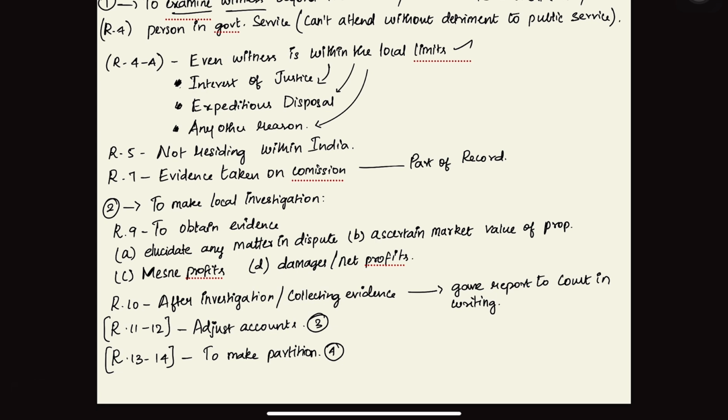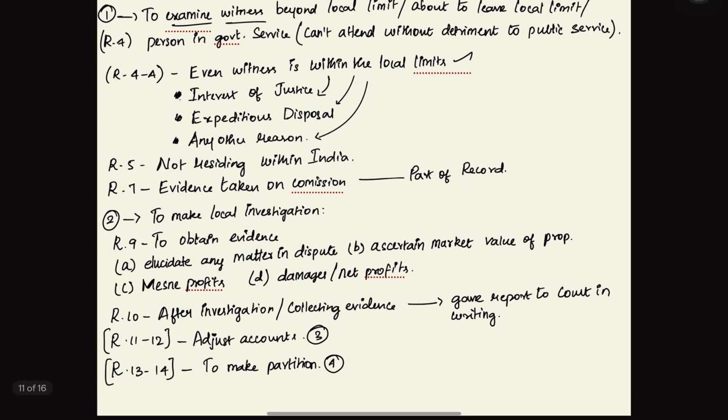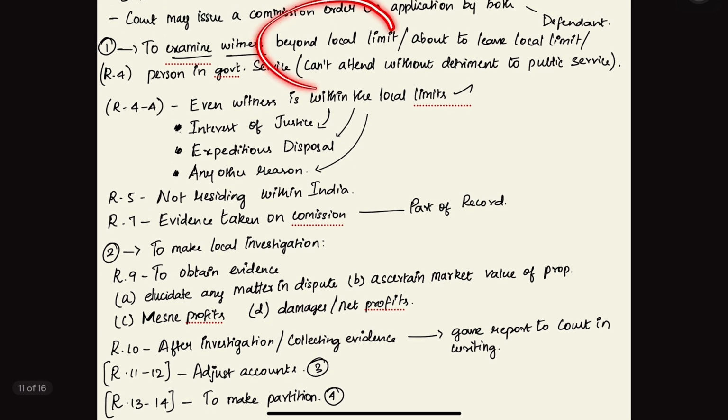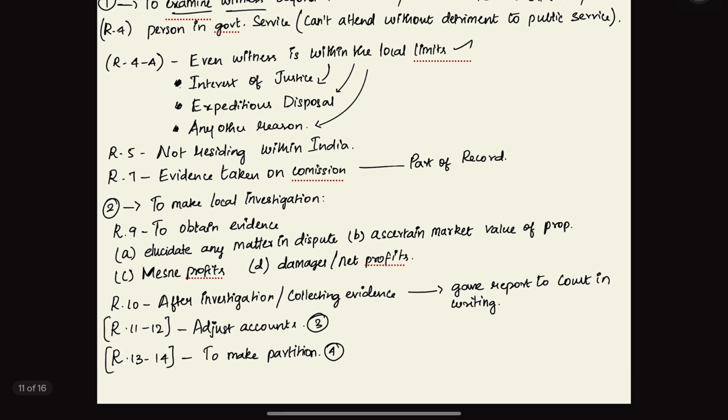So rule 4A talks about when, even though witnesses are within the local limits, commission can be issued. Generally commission is issued when witnesses are beyond local limit, but there may be situations where even though witnesses are in local limits, there is a need for issuing commissions. So the commission can be issued on the grounds of interest of justice, for expeditious disposal, or for any other reasons the court may find, even though the witnesses are within the local limits.